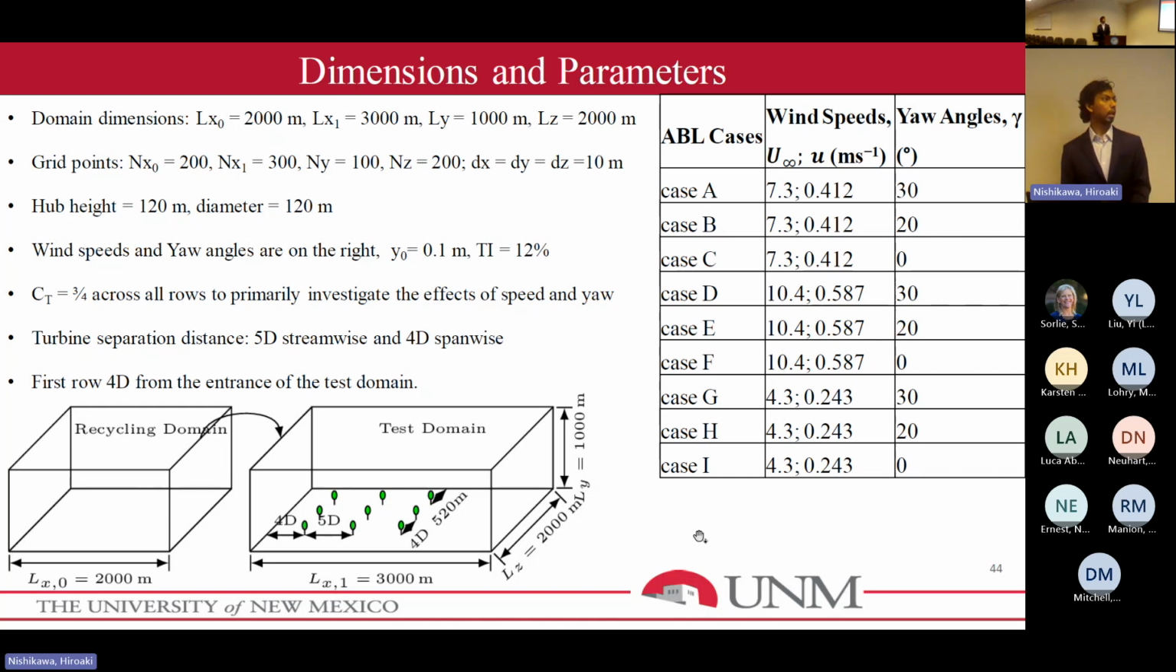And this is the recycling domain. That's how the 3 rows of turbines are placed, and this is kind of the convention. The minimum distance we have to keep between the turbines is 5 diameters.